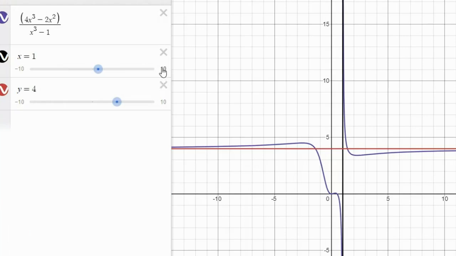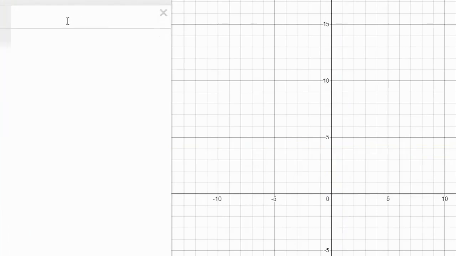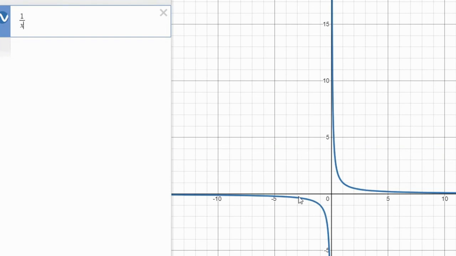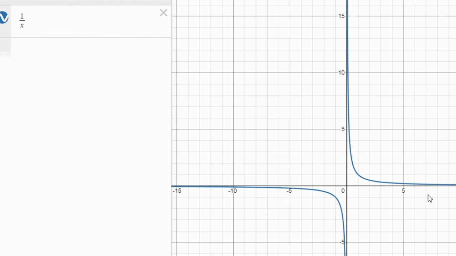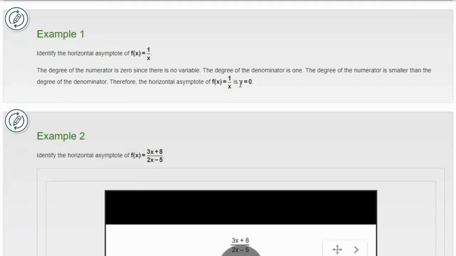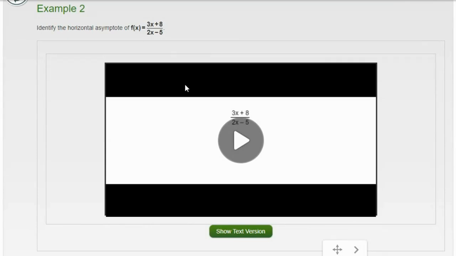One over x, 1 divided by x. There it is. Y equals 0 is the horizontal asymptote, and x equals 0 is the vertical asymptote. Yeah, so y equals 0 because the degree of the denominator is 1. The degree of the numerator is 0 because there's no x there. It's x to the 0 power. All right, now it wants to identify the horizontal asymptote of 3x plus 8 over 2x minus 5.